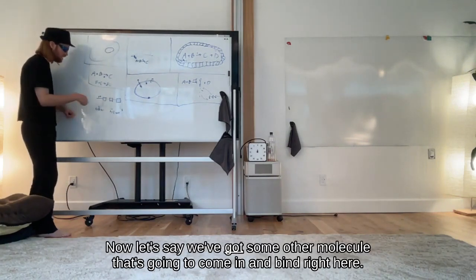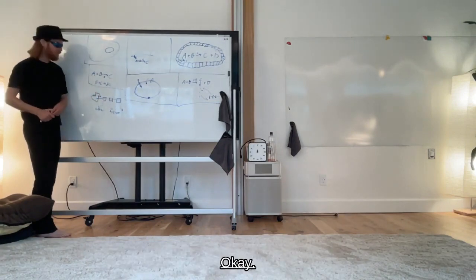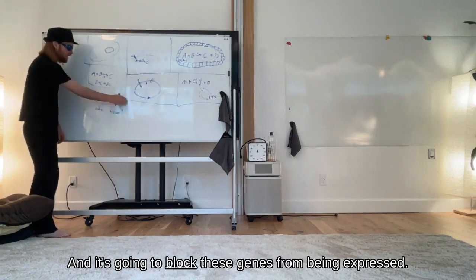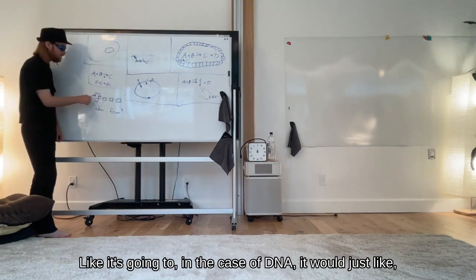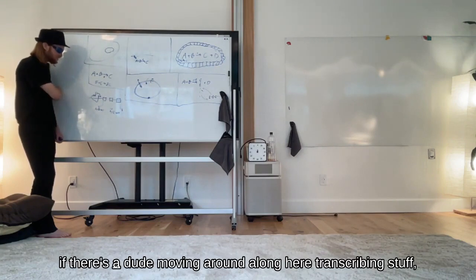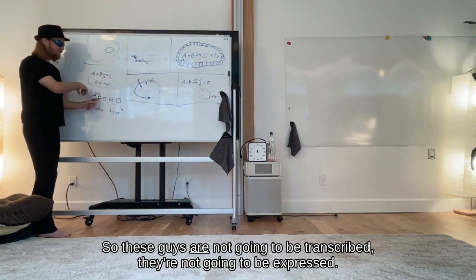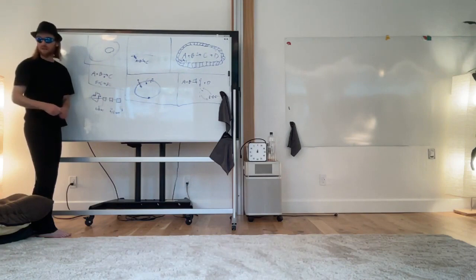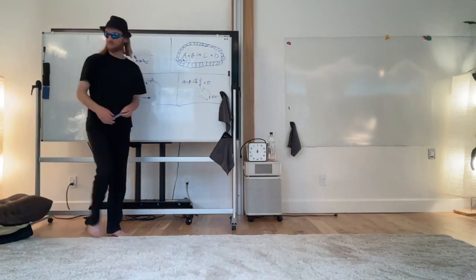Now let's say we got some other molecule that's going to come in and bind right here, and it's going to block these genes from being expressed. In the case of DNA, if there's something moving along here transcribing stuff, it's just going to physically block that. So these genes are not going to be transcribed, they're not going to be expressed. And then you get this guy being a sort of controller upstream of a bunch of those.